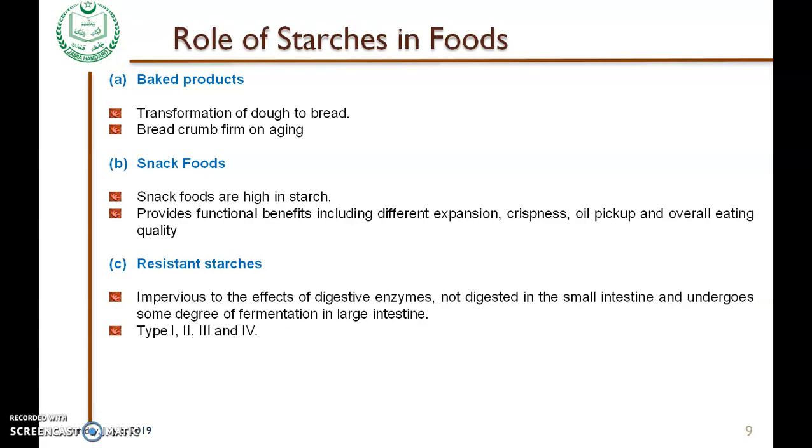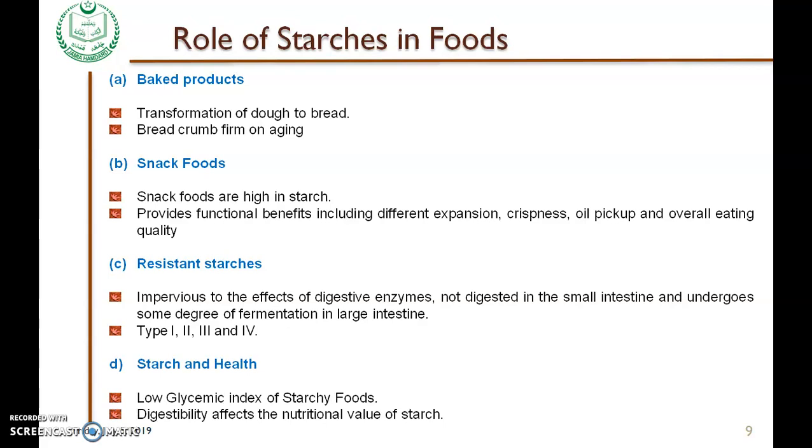Then resistant starch 2 is inaccessible to enzymes due to the conformation of the starches. You will find those starches in green banana and high amylose corn. Resistant starch 3 is in starch containing foods when they are cooked and cooled, for example pasta. Resistant starch 4 is starches that have been chemically modified to resist digestion. So these are the examples of resistant starch 4.